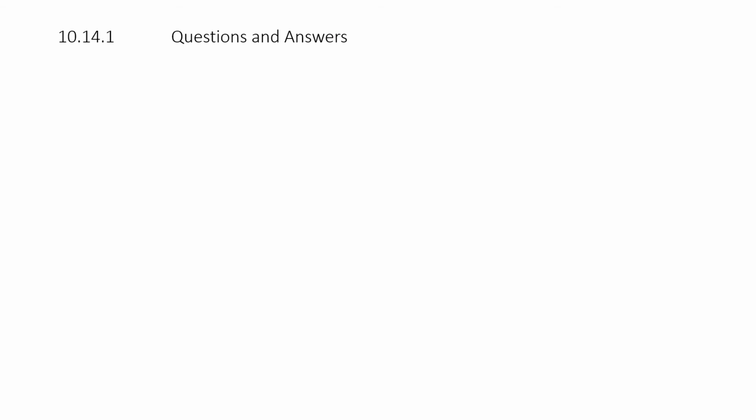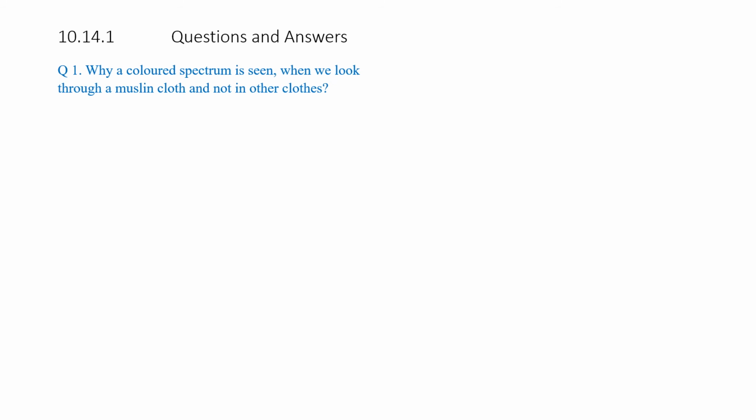Now we will quickly go through questions and answers in this section. Question number 1. Why is a colored spectrum seen when we look through a muslin cloth and not in other cloths?